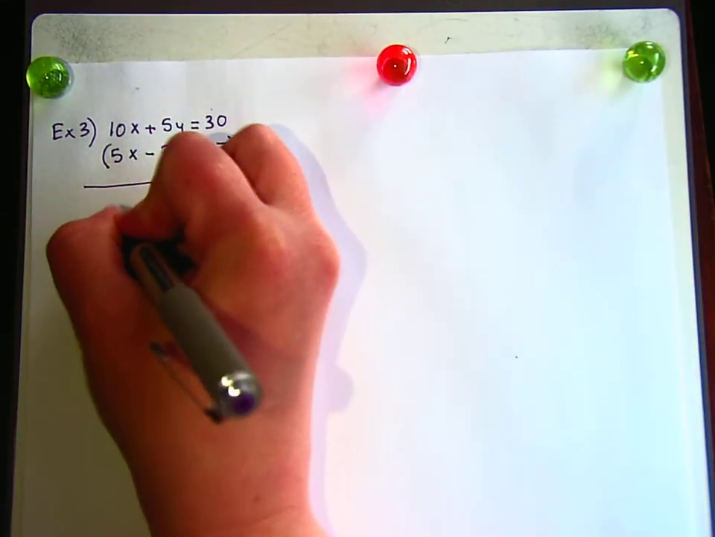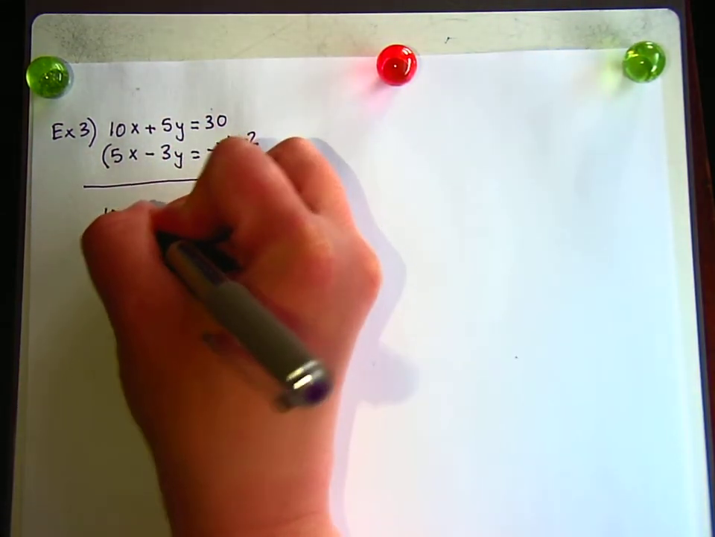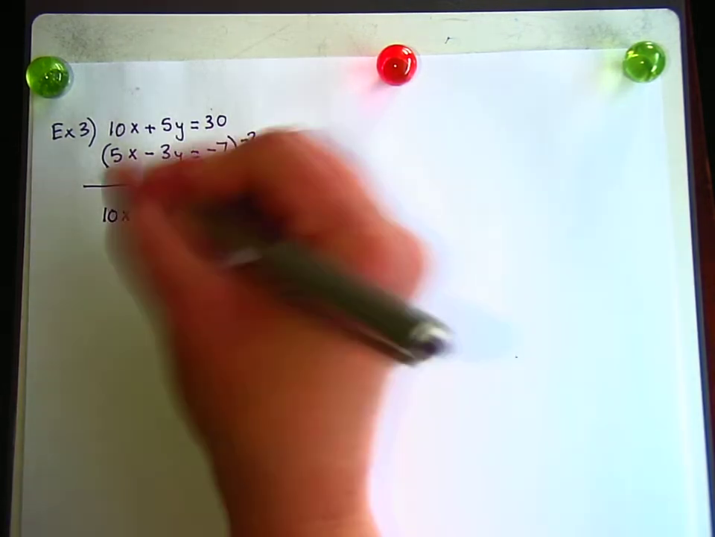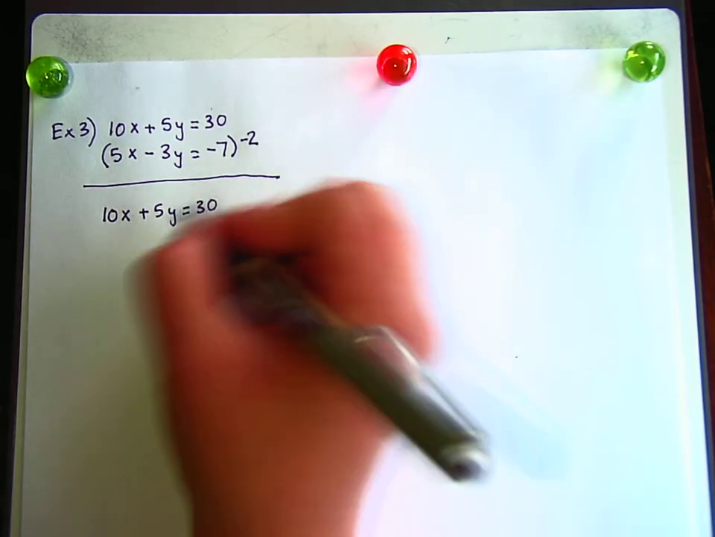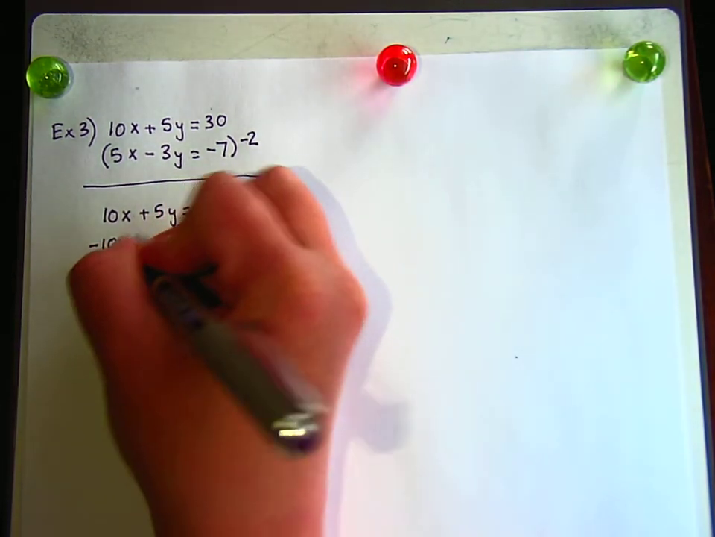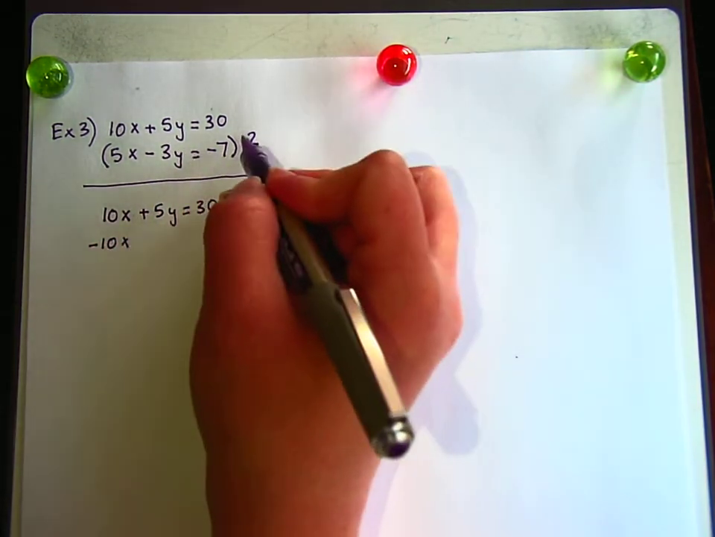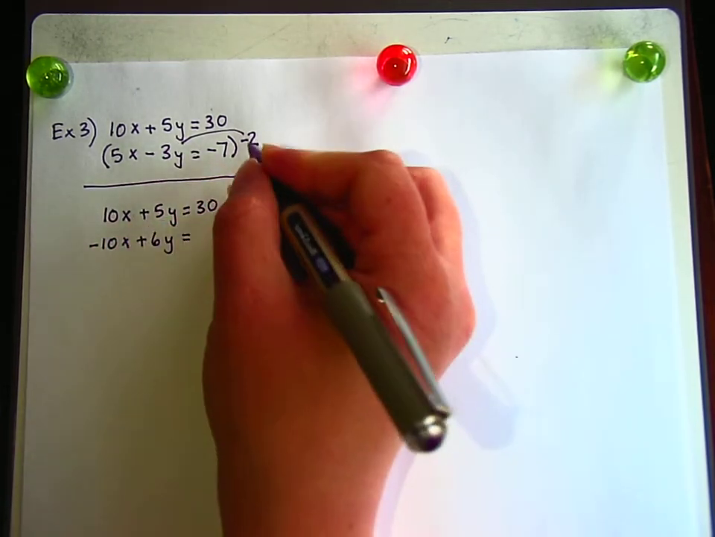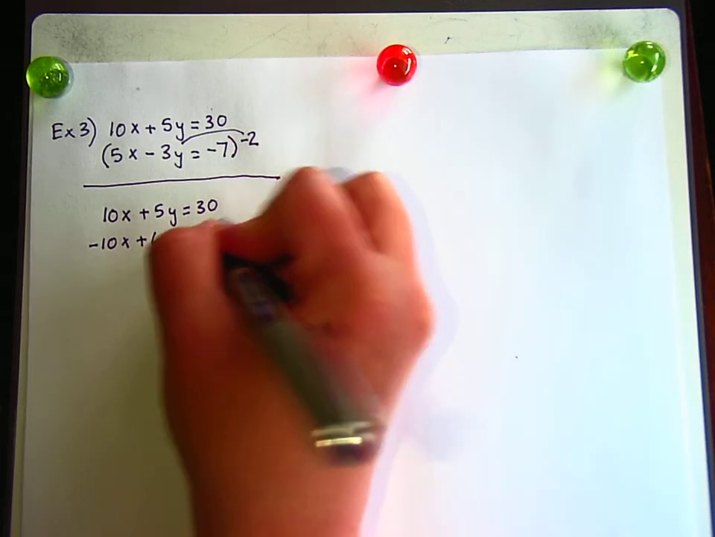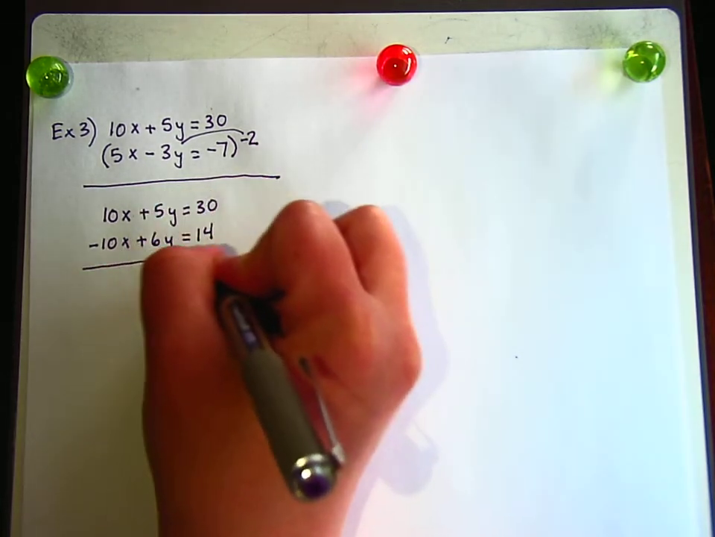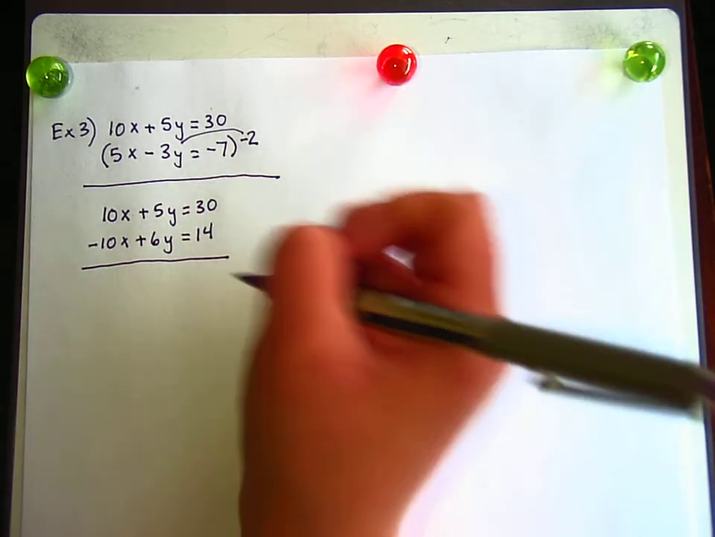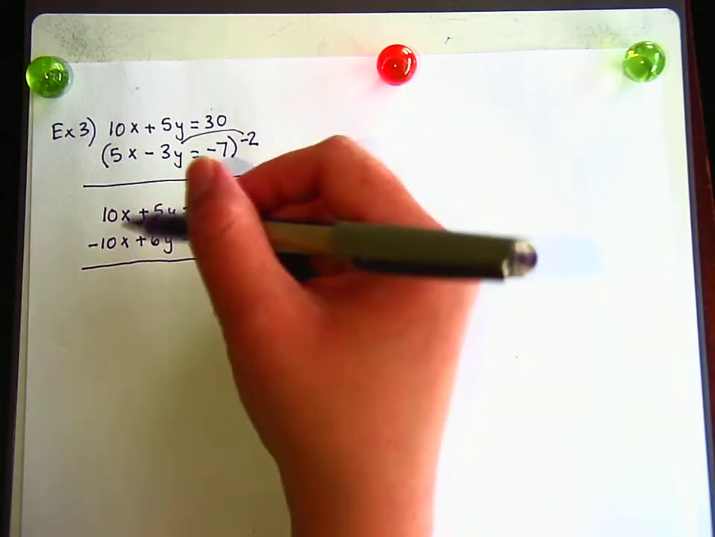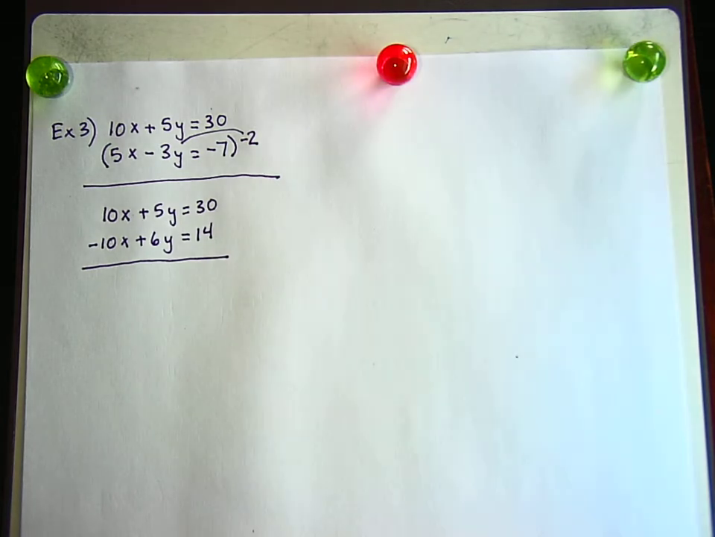So I'm going to first rewrite that top equation. 10x plus 5y equals 30. And then the bottom equation, I'm going to distribute negative 2 to each one, so that's negative 10x, and let's say this times this is positive 6y, and negative 2 times negative 7 is 14. Okay, so that was my first step, and now I know I did it right because I've got positive 10x and negative 10x.